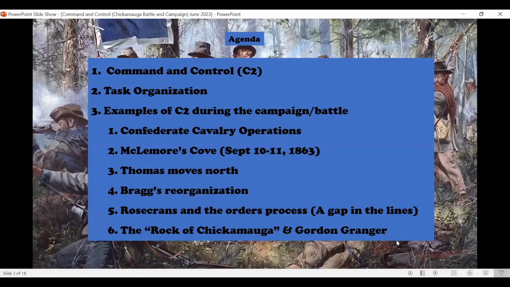Okay, this is the agenda I'm going to be following. I'm going to be looking at it from the prism of modern day doctrinal terms in terms of command and control. I'll go over task organization and then some examples of command and control during both the campaign and the battle.